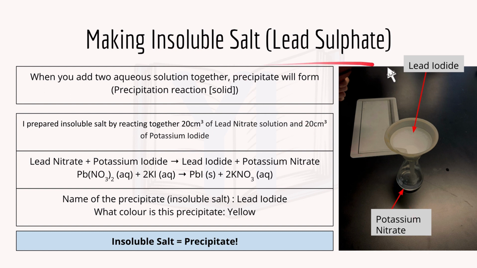And then we have more details over here, lead iodide and potassium nitrate. When you add two aqueous solutions together, a precipitate will form, which is a precipitation reaction, a reaction that produces a solid. And here I prepared an insoluble salt by reacting together 20 cm cube of lead nitrate solution and 20 cm cube of potassium iodide. And here's the equation. And the name of the precipitate, which is an insoluble salt, is called lead iodide, right here. And what color is the precipitate? It's meant to be yellow. So insoluble salt equals precipitation reaction.